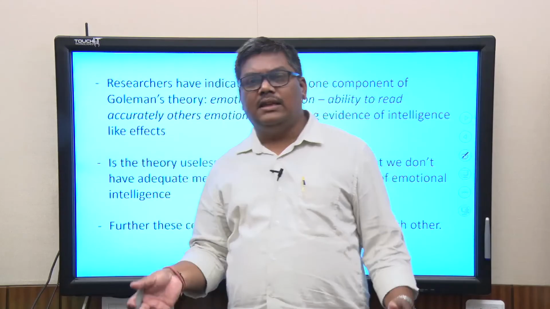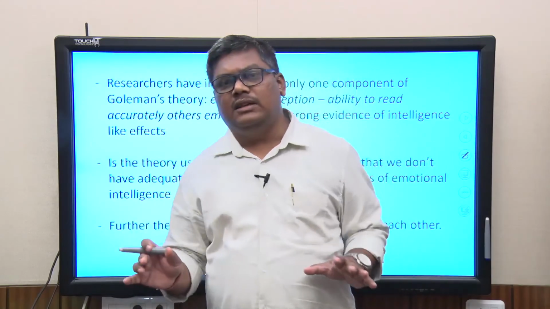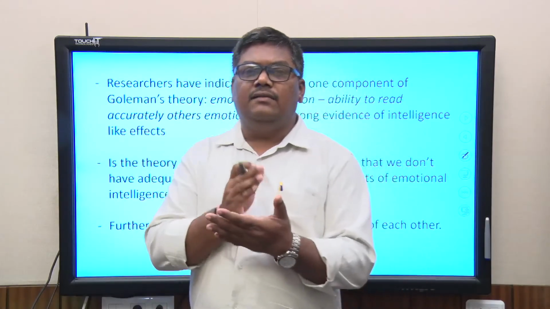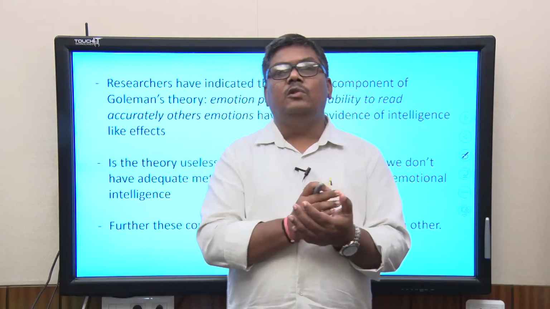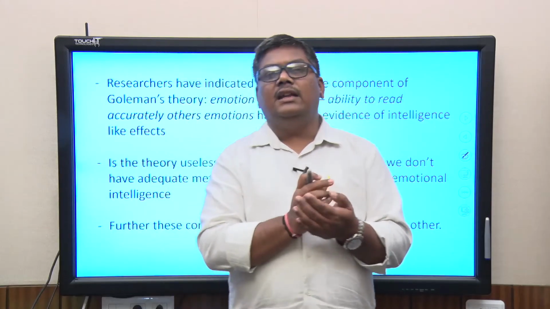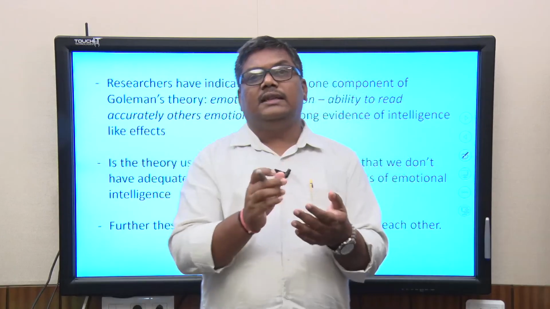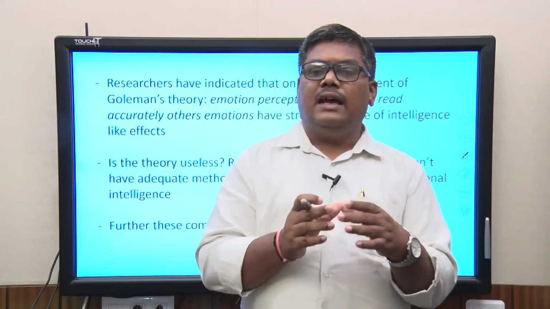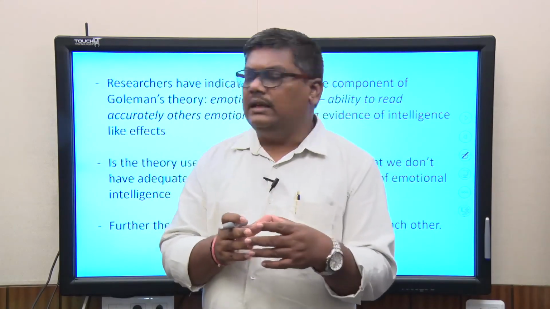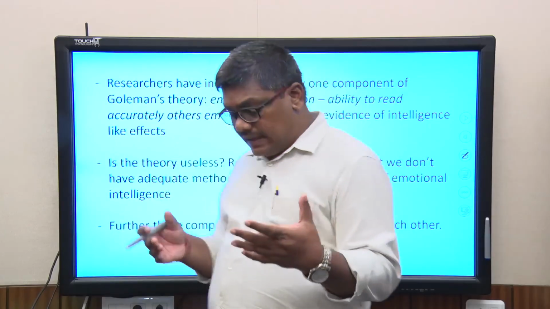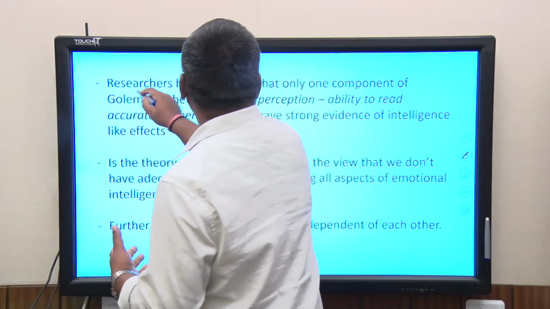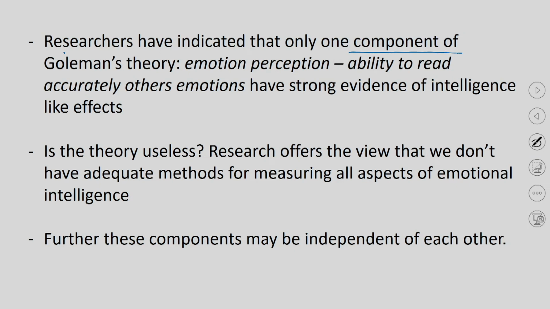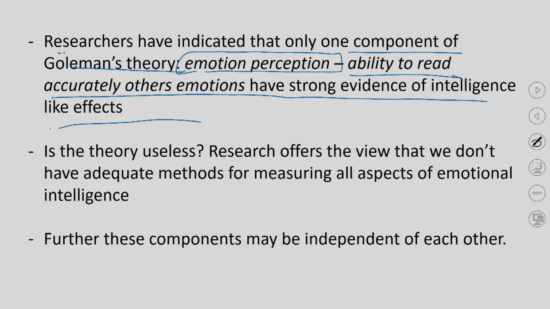As I said, there are several factors that he gave on emotional intelligence, but the only factor which is stable, or which has been found to be consistent with the idea of emotional intelligence when tested across many people, is the idea of knowing your own emotions. That is the only factor which has actually survived. Now, researchers have indicated that only one component of Goleman's theory, which is emotion perception, the ability to read accurately others' emotions, is strong evidence of intelligence-like effect.